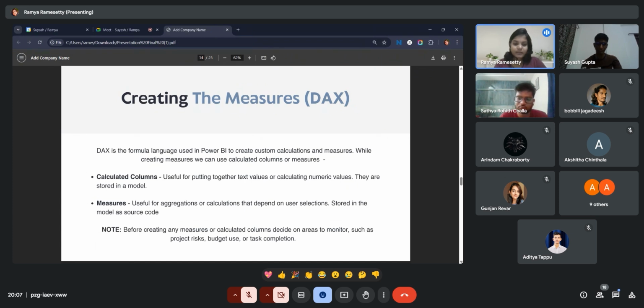Okay. Before we create any calculated columns or measures, we have to consider some areas like the project risks, the budget use, and also the task completion. Here, the project risks are like whether the measures are affecting the project, whether they are giving the accurate value that we have, whether they are helping us to complete the task, or whether they are not completing the task.